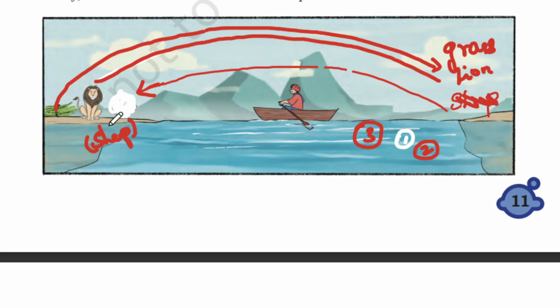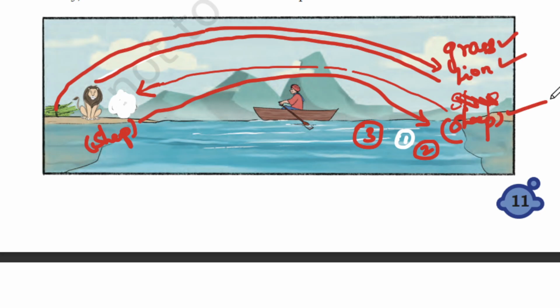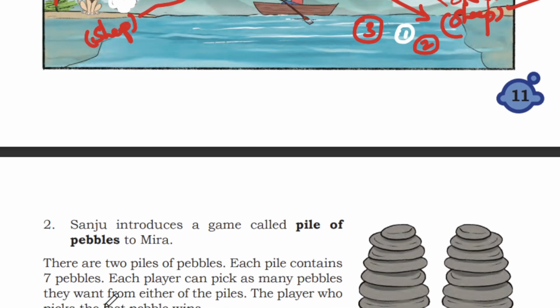So in the fourth trip, what is he going to do? He is going to take the sheep. The sheep will go here again. Okay, now the grass, the lion, and the sheep are all safe. Okay, next.